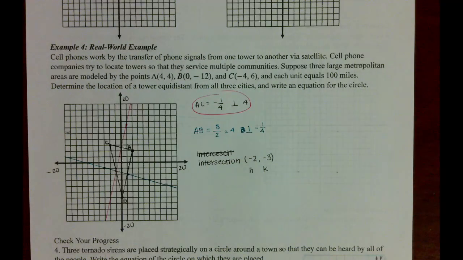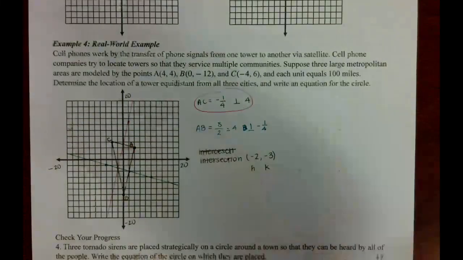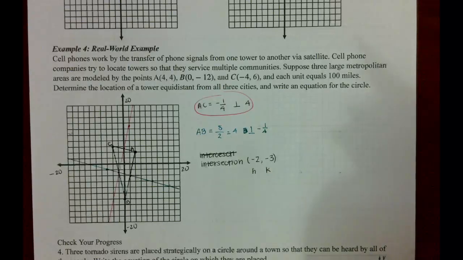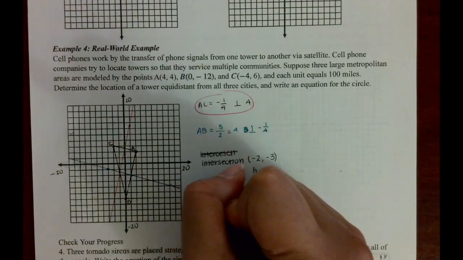And so now we just need to find the distance from the center to each of these points, because that will give us our radius. So pick whichever point you want. In the book, they chose A, because 4, 4, I guess, was easy to keep in mind. Okay, so we will just do the same thing.